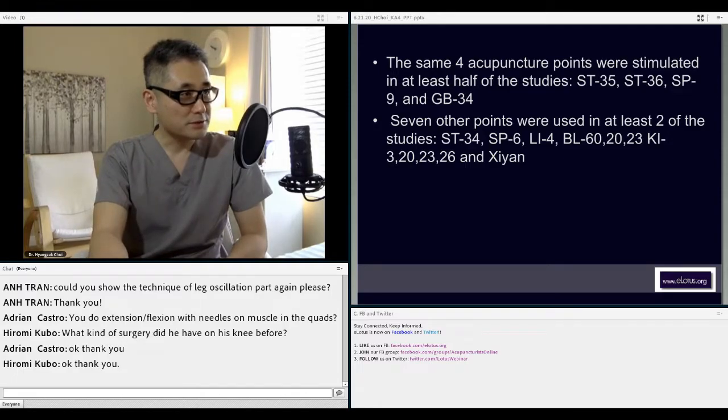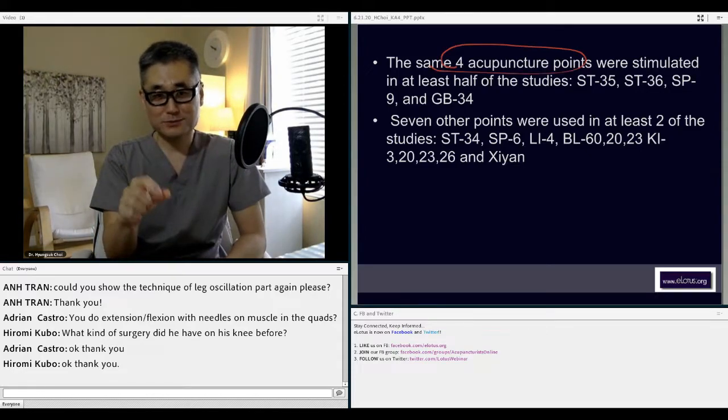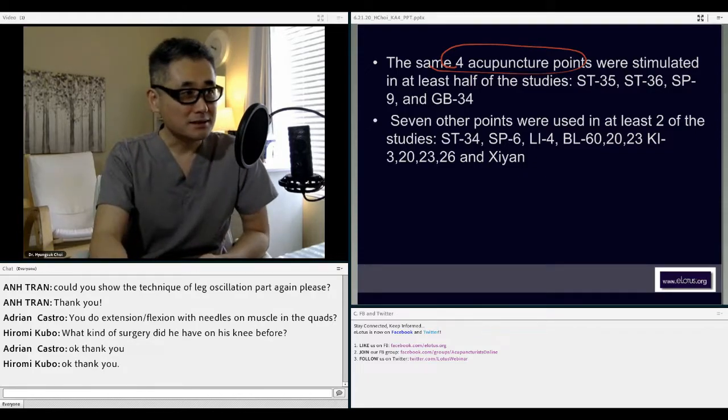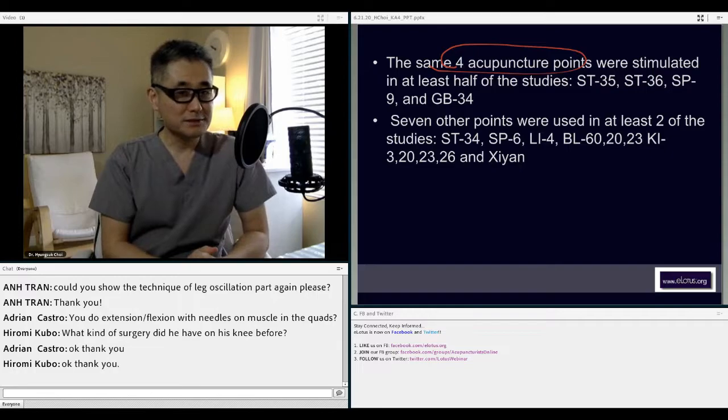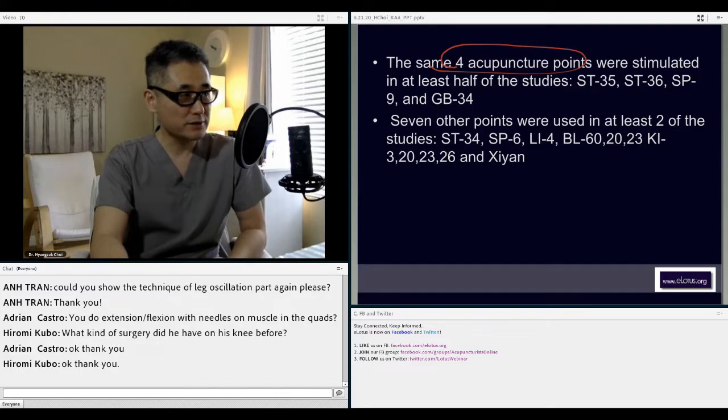For acupuncture points, these are the most commonly used points in those studies, so we can assume these points are more important than other points: ST35, ST36, SP9, and GB34. 음능천, 양능천, 독비, 족삼리. And 7 other supplementary points were used, and in two studies they were ST34, SP6, LI4, BL line 60, 20, 23, and kidney line 3, 20, 23, 26.